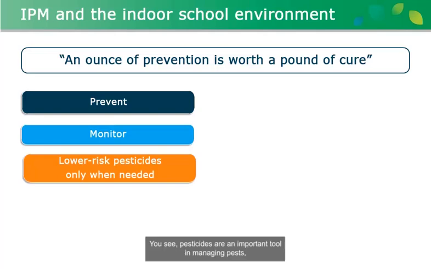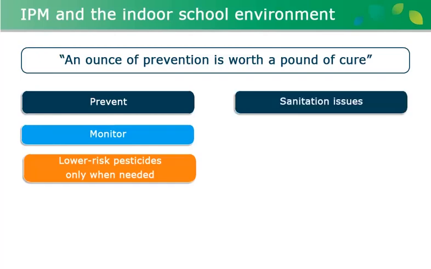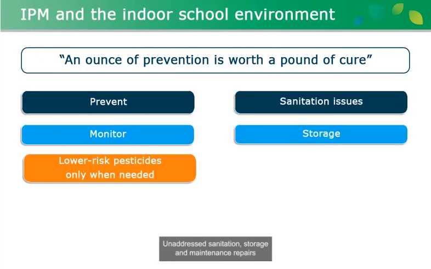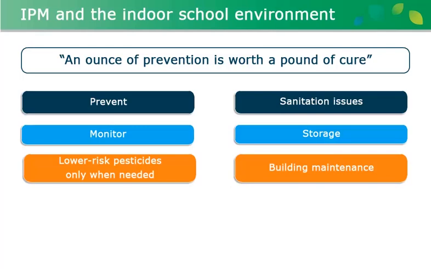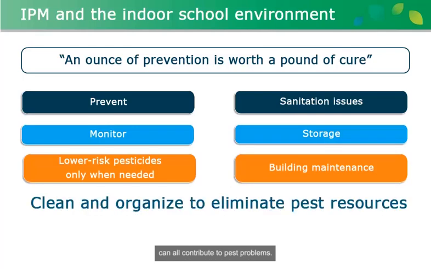You see, pesticides are an important tool in managing pests, but they are not the only most effective solution for long-term control. Unaddressed sanitation, storage, and maintenance repairs can all contribute to pest problems. When you deal with these issues, you reinforce the foundation of an IPM program by removing access, food, water, and shelter.